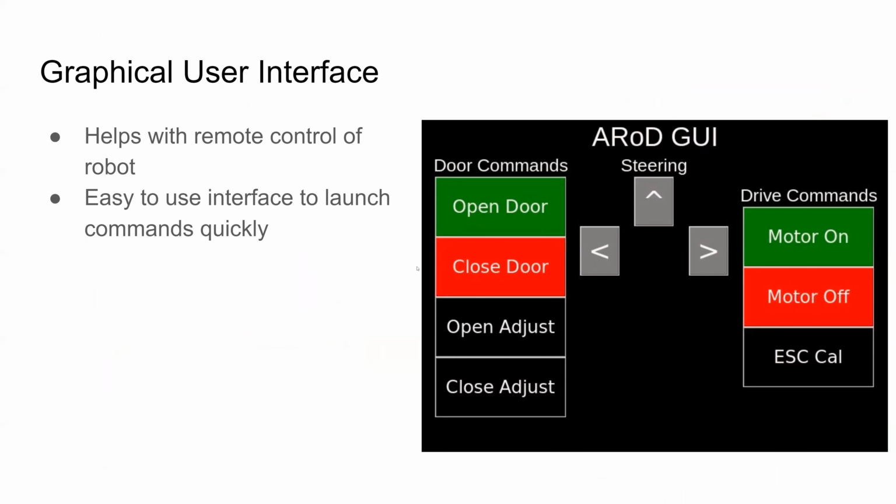Another nice thing that we forgot to show is we did make a graphical user interface. This is pretty nice. It helps with remote control of the robot. The way we had ours interfaced was directly from our computer to the Raspberry Pi on the robot. And it was nice because it lets you quickly launch certain commands by just clicking these buttons. And yeah, just a nice little interface. It's something that we could look into as well.